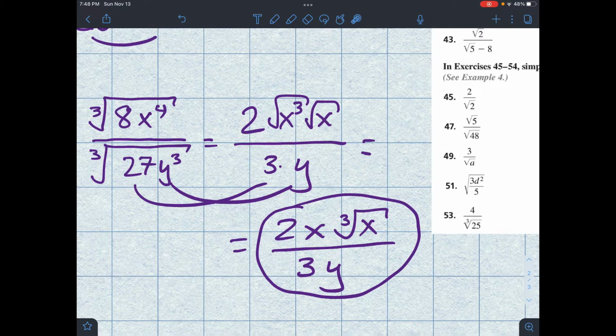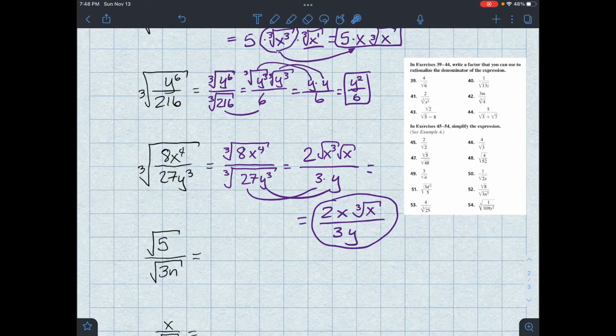When you're almost done, make sure that nothing can simplify here. Never change, never simplify here. But the numbers that come out, make sure that those ratios are simplified and reduced.